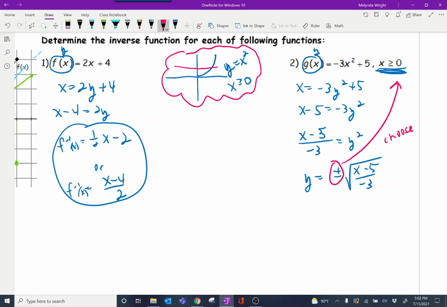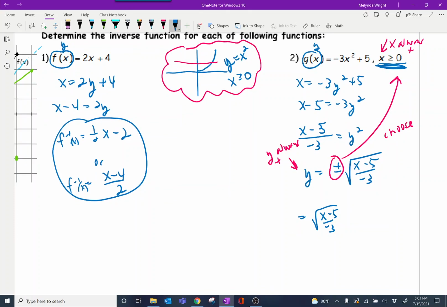So let's think about this right here. X greater than or equal to 0. We want the y's. So in this case, if x is always positive, so with the y's, it's the inverse, right? The inverse, we want y to always be positive. Remember, because we are switching the x and the y. Their domain switch, everything switches. So if x is always positive in the original, we want y to always be positive in the inverse. So we're going to choose the positive one. So the square root of x minus 5 over negative 3 would be our inverse. And we could say g negative 1 of x would be our inverse.